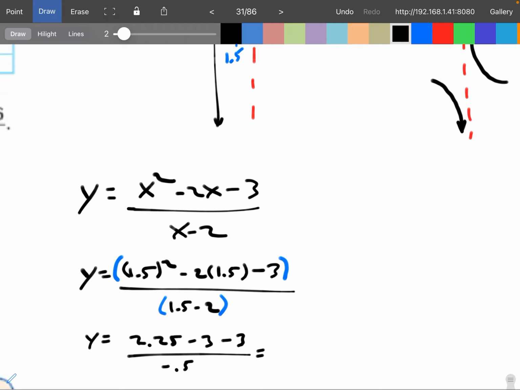So in the numerator there, I got negative 3 minus 3 is negative 6. Negative 6 plus 2.25, that would be, what is that? That's a negative 3.75 over a negative 0.5. Negative divided by a negative is a positive. Dividing by a half is the same thing as multiplying by 2. So I get 2 times 3.75, which is 7.5.